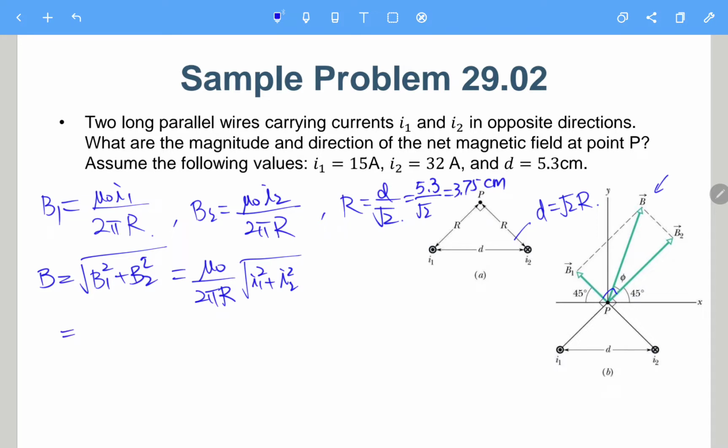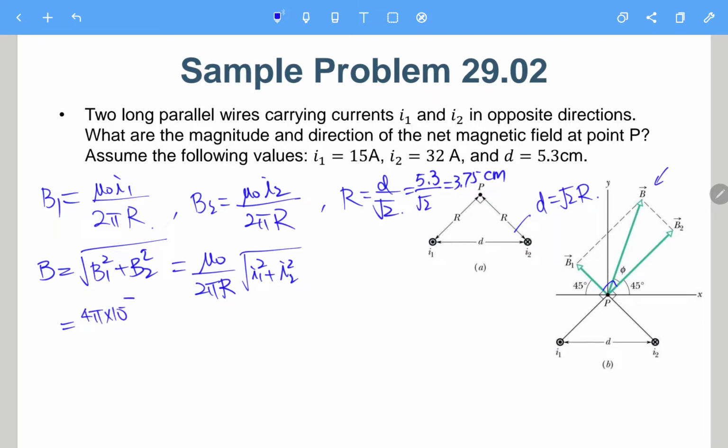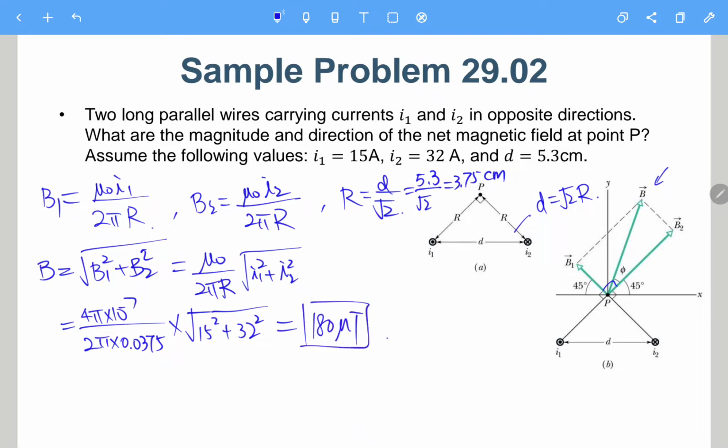So we can just plug in all the values. μ0 is 4π times 10 to the minus 7 over 2π, and R is 3.75 centimeter, so 0.0375, times the square root of I1 squared plus I2 squared, which is 15 squared plus 32 squared. This number is 180 μTesla.